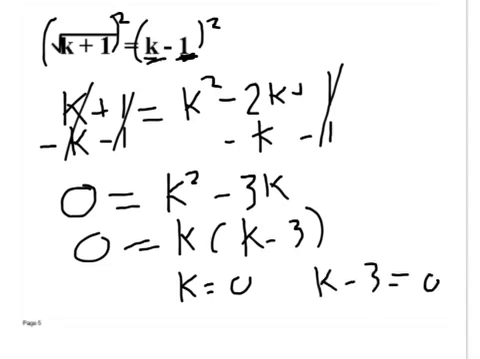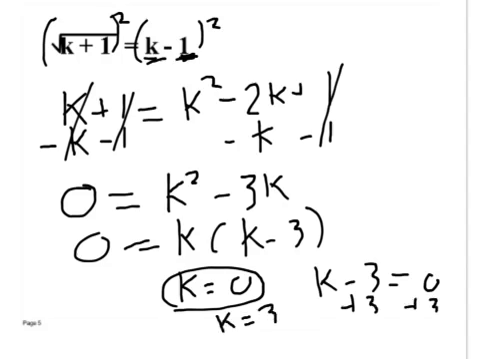Remember doing that? So I already solved one: k equals 0. What does the other k need to be? We add 3 to both sides. K equals 3. So my options could be 0 and 3. Plug 0 in, you'll get 0. If you plug 3 in, you'll get 0 as well. So those are my two answers, 0 and 3.